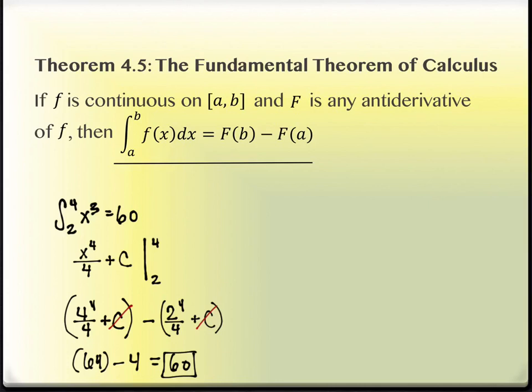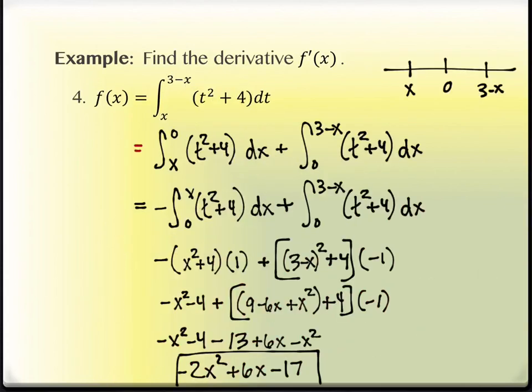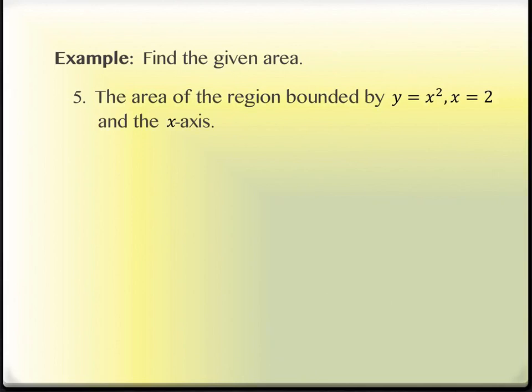We don't need to put plus c's, though you do on your gateway today, right? We don't need to put plus c's because they cancel out. And then we can evaluate it at the upper limit, evaluate it at the lower limit, and then find the difference between the two. And we're going to do an example of that with number 5.